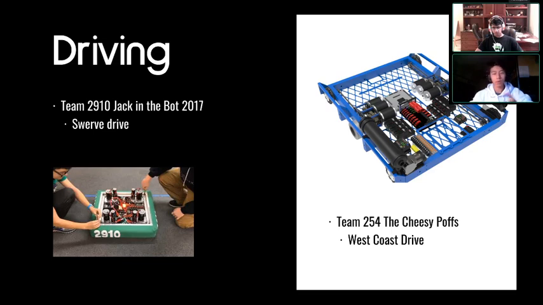And on the left, we have team 254, the Cheesy Poofs. They had a West Coast drive, as opposed to the swerve drive that Jack in the Bot had. The differences here are that the swerve drive allows them to go omnidirectionally because each wheel can steer itself independently, which is some pretty cool engineering on their part. But as a consequence, it requires a lot of motors. So some teams will pick a more conventional drivetrain like this, which has 2 independently powered sides that go the same way to drive forward and different ways to turn.